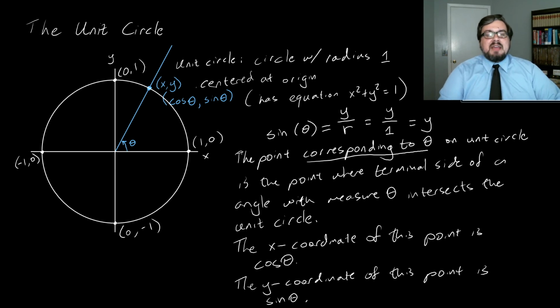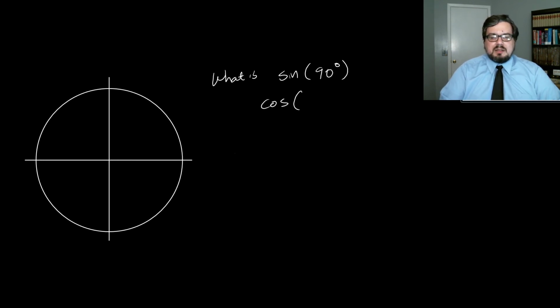Now, one thing that thinking about the trigonometric functions in terms of the unit circle does for us that's very helpful is that it lets us calculate angles that lie either vertical or horizontal. So we can ask something like, what is sine of 90 degrees? What is cosine of 3 pi over 2?